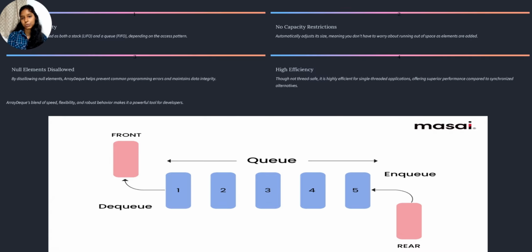So why should we use DEQUE? No capacity restrictions, no element disallowed, high efficiency. As you can see in this picture, this is the front and this is the rear, or this is the head and this is the tail. From the front we are going to dequeue the elements, and from the rear we are going to enqueue the elements.